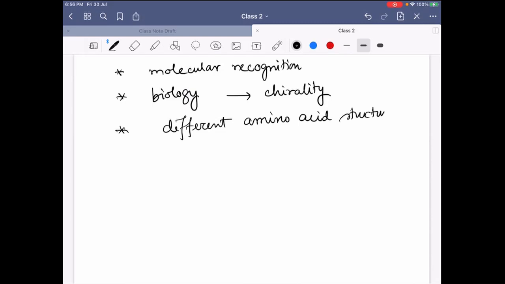So with that, we'll stop over here. In the next class we'll start from there, and then we'll find out some interesting facts about how biology interacting with this chirality can affect and can even be used as a sign of life in the real world. So that we will discuss later.